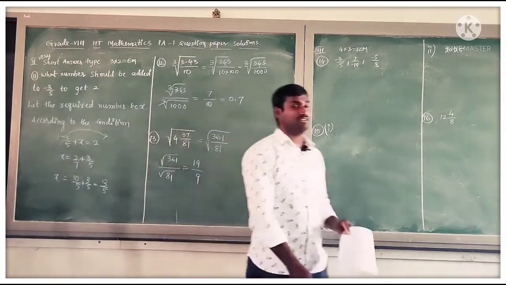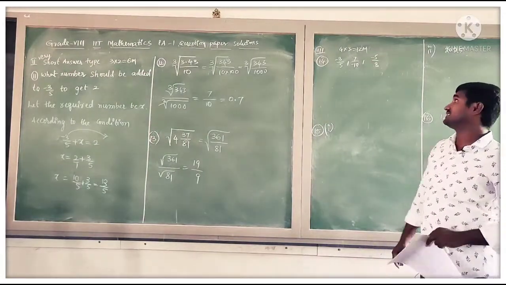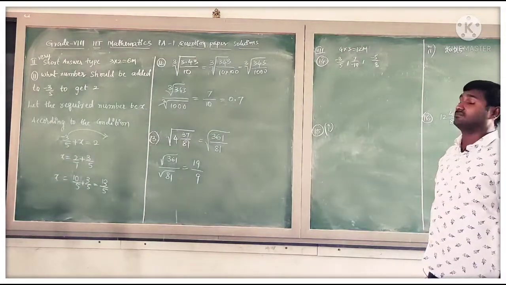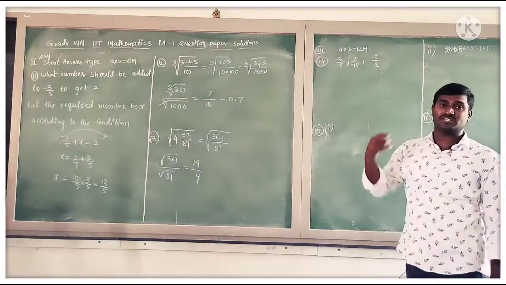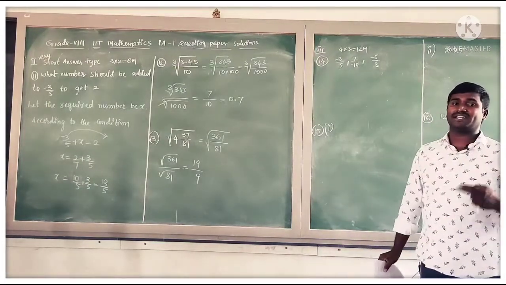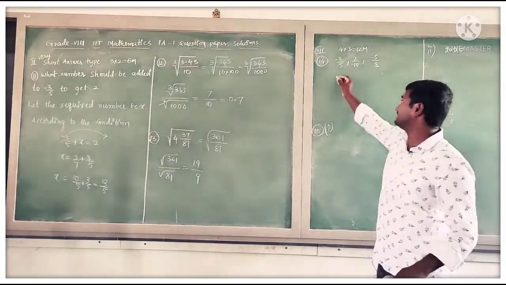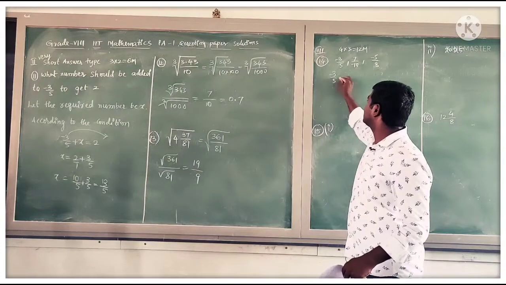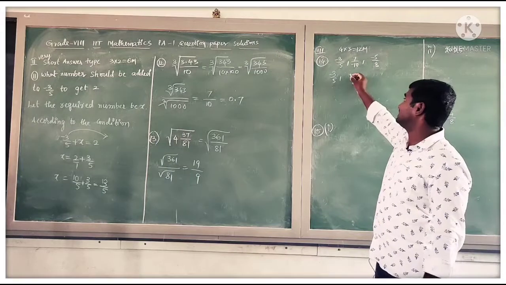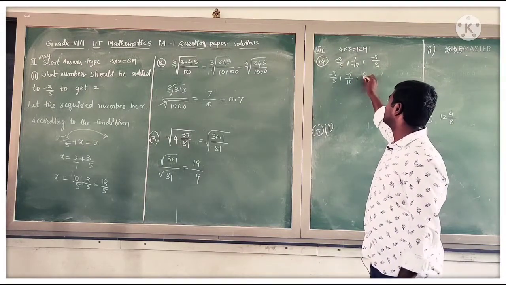Next, the third one they gave us. We need to arrange them in ascending order: minus 3 by 5, 7 by minus 10, and minus 5 by 8. We just need to do a simple thing here. First, arrange the given rational numbers into standard form. Minus 3 by 5 is fine, 7 by minus 10 is not in the standard form, so we write it in the standard form as minus 7 by 10, and the third is minus 5 by 8.